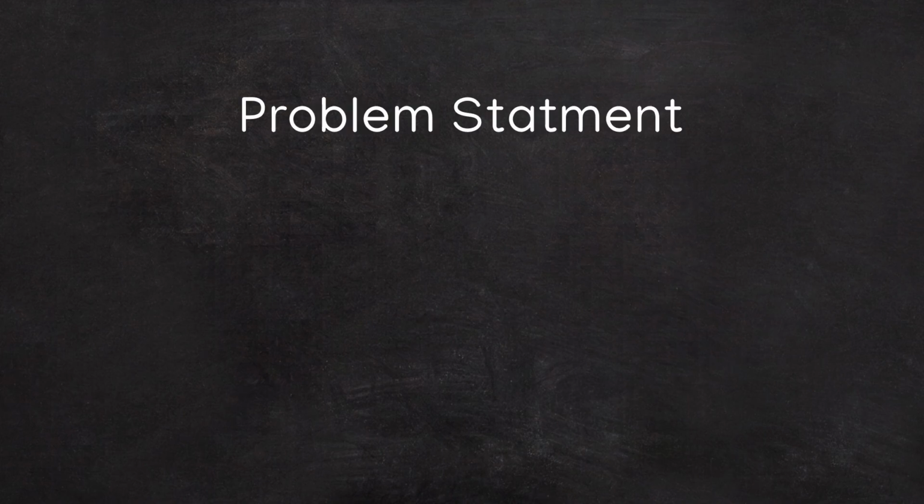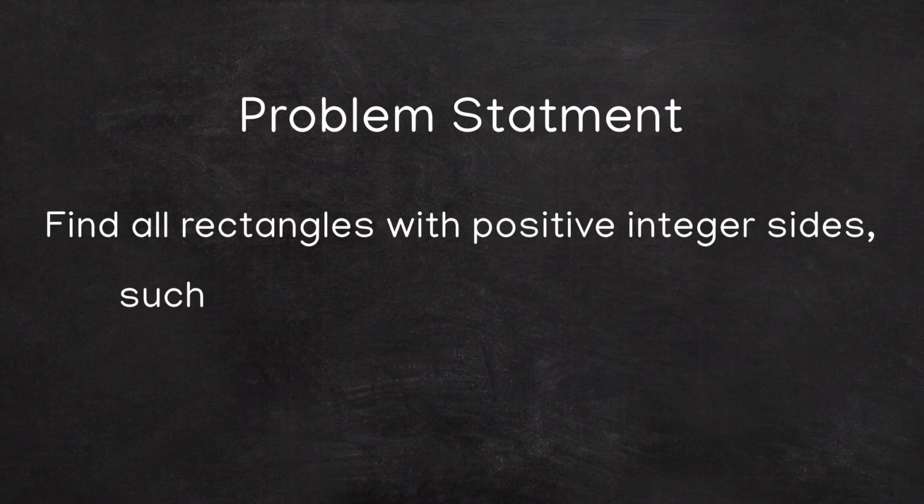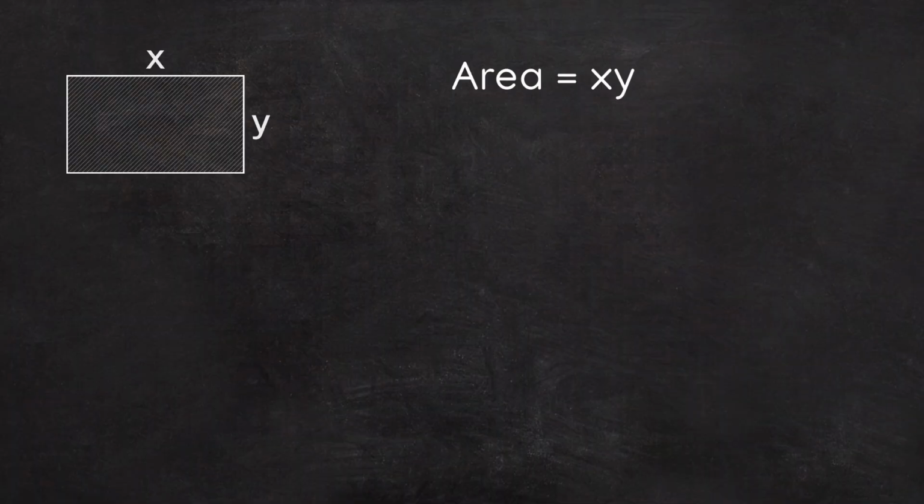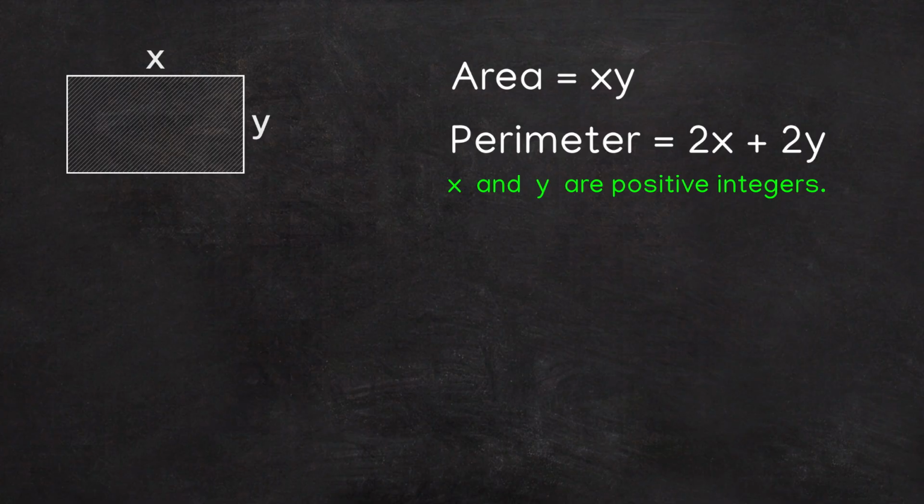Problem statement. Find all rectangles with positive integer sides such that their area and perimeter are numerically equal. Let x and y be the lengths of the sides. The area of the rectangle equals xy, and its perimeter equals 2x plus 2y. According to the problem, we want xy equals 2x plus 2y.